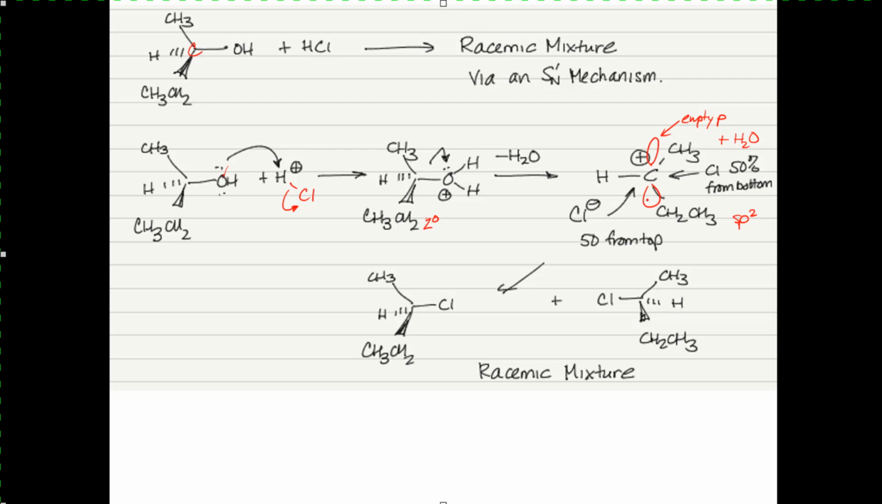And so what would happen? I would get a 50-50 mixture of the two enantiomers. So I would get a racemic mixture. So that's characteristic of any carbocation mechanism. It always gives us a racemic mixture. So if you reacted a chiral alcohol with HCl, you would make a racemic mixture of the alkyl halide.